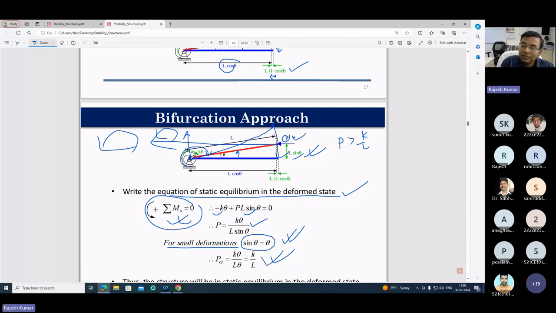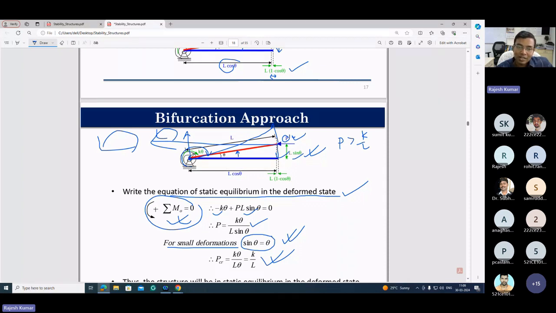If it comes back to the original configuration, it is stable. If it remains in the same configuration, that is neutral. If you give a small perturbation and a large deformation takes place, then it is unstable. Is it clear about this concept? Now using the bifurcation approach, we write the static equilibrium in the deformed state.